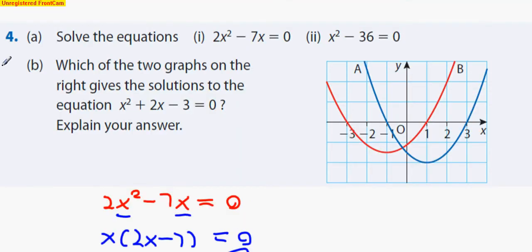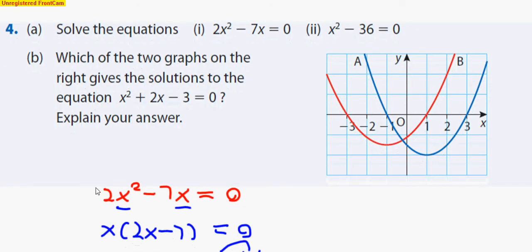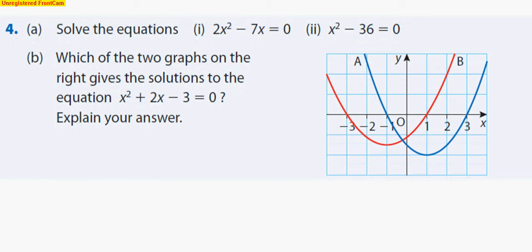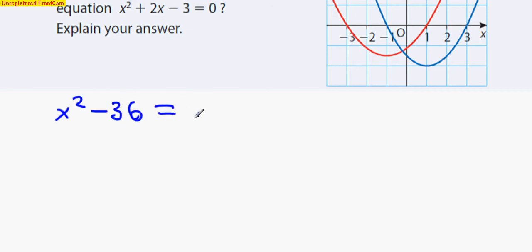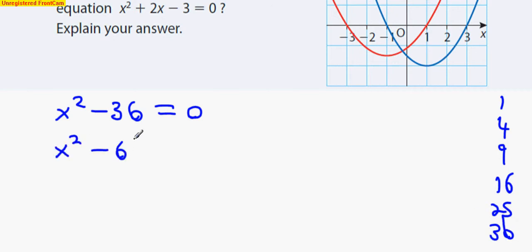Now we have part B, which is the difference of two squares. So what we can do here is the following. We have x squared minus 36. We can do this two ways. x squared minus 36 equals 0. Remember, 36 is one of these numbers which is like 1 by 1, 2 by 2, 3 by 3, 4 by 4, 5 by 5, 6 by 6. So what we can do is change x squared minus 36 into x squared minus 6 squared equals 0.